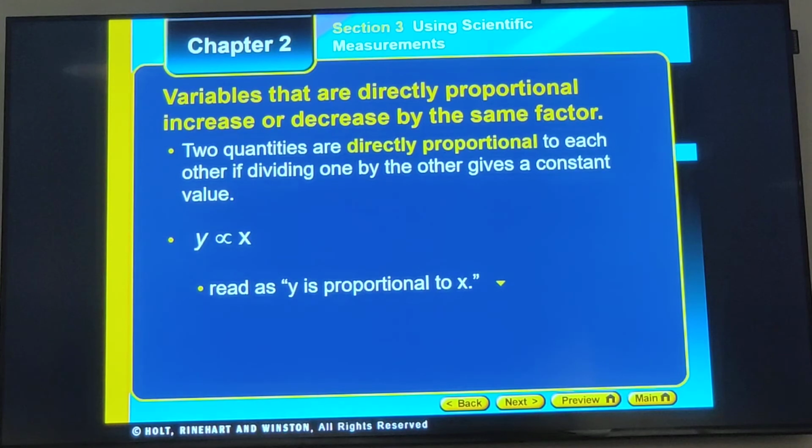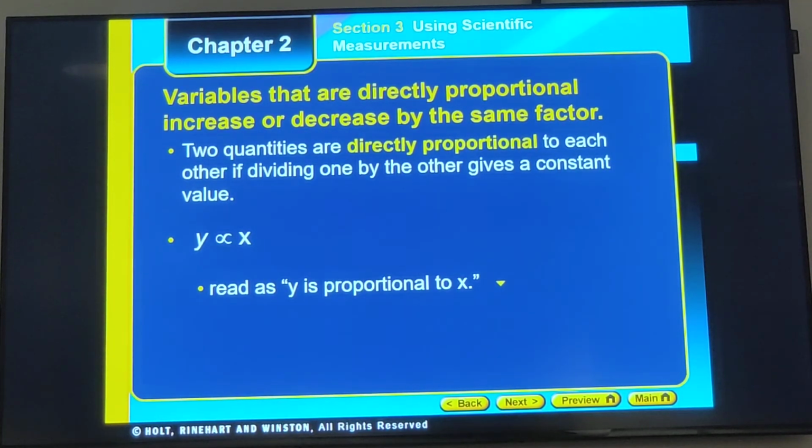So let's say we could say that y is proportional to x, and the symbol for proportional to is kind of like the infinity symbol, but with the end chopped off, or kind of like the fish symbol, I don't know, whatever you want to look at it. That's the symbol for being proportional to.